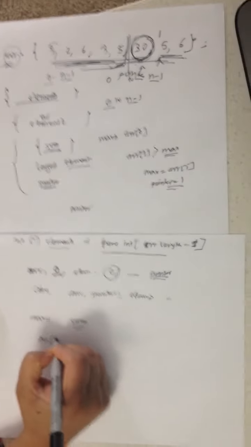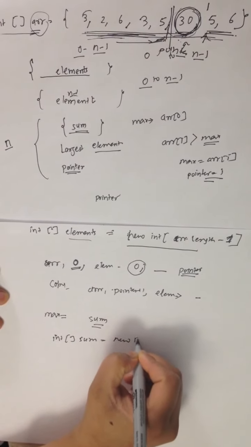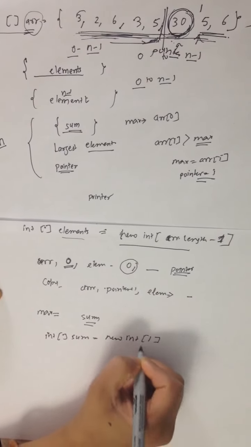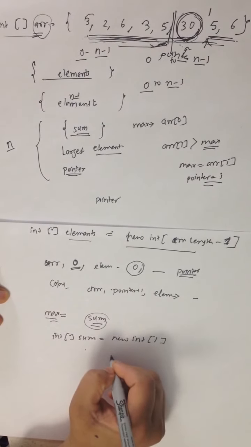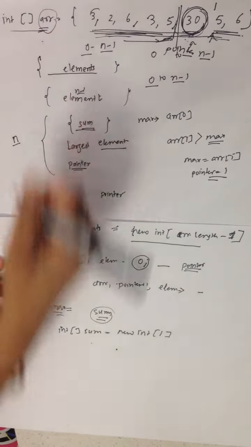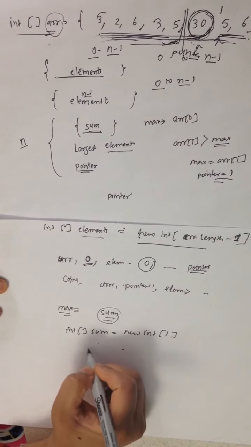And because the maximum value contains the sum of the elements, we can initiate a new array of size 1, and we can keep the value of this max in this array. In this way we can split the array into two. One contains all the elements and one will contain only the sum.